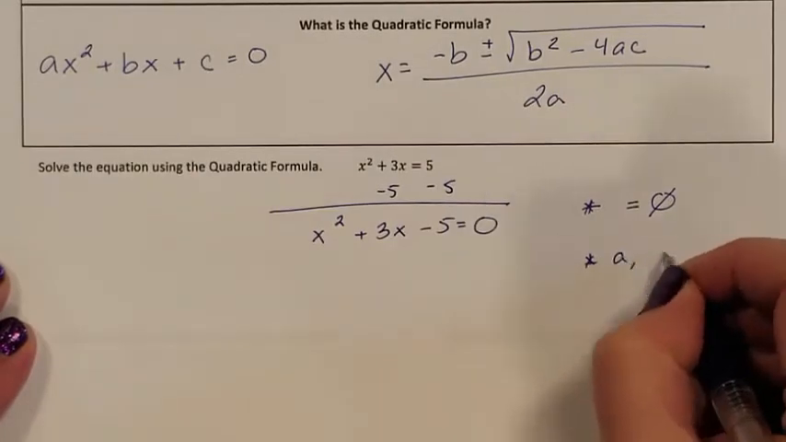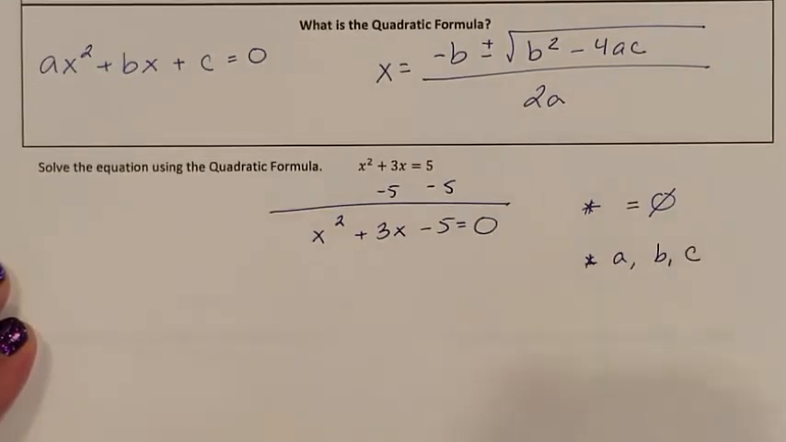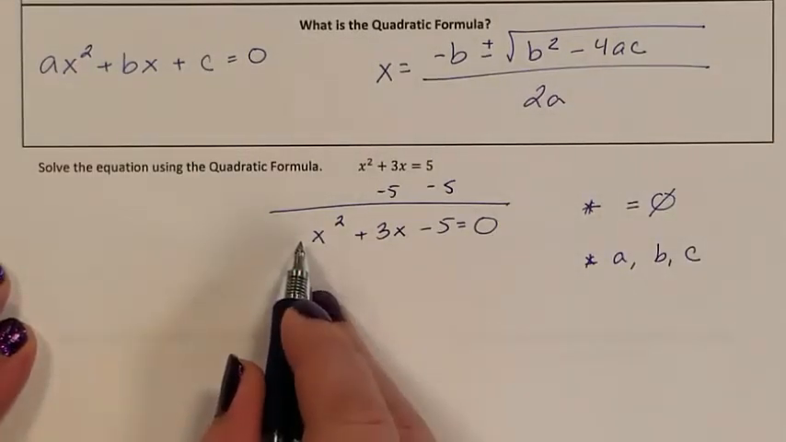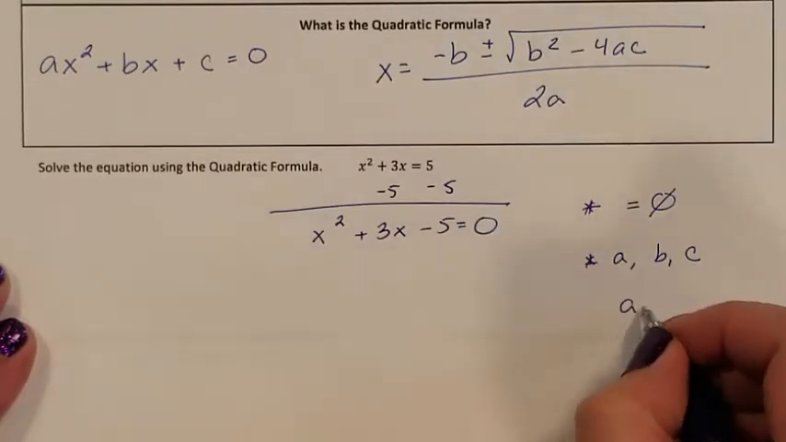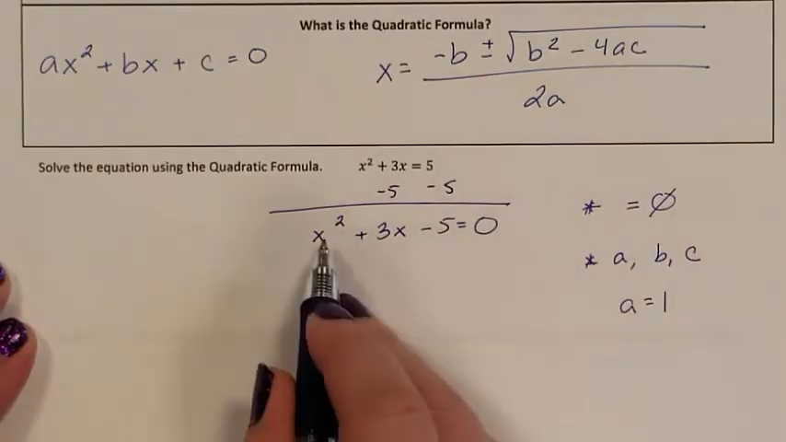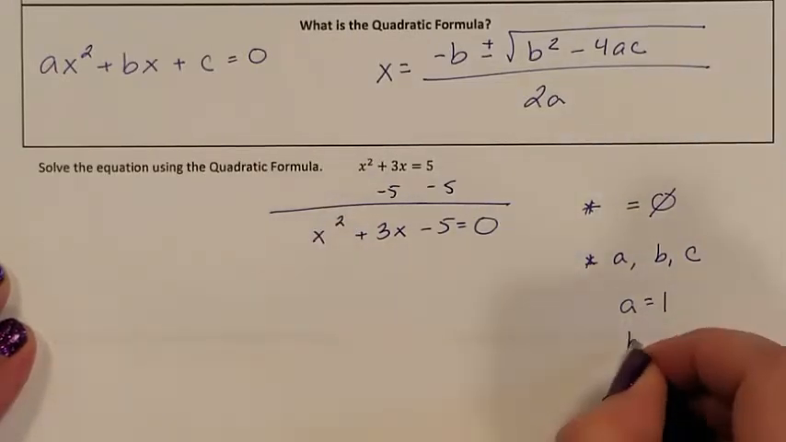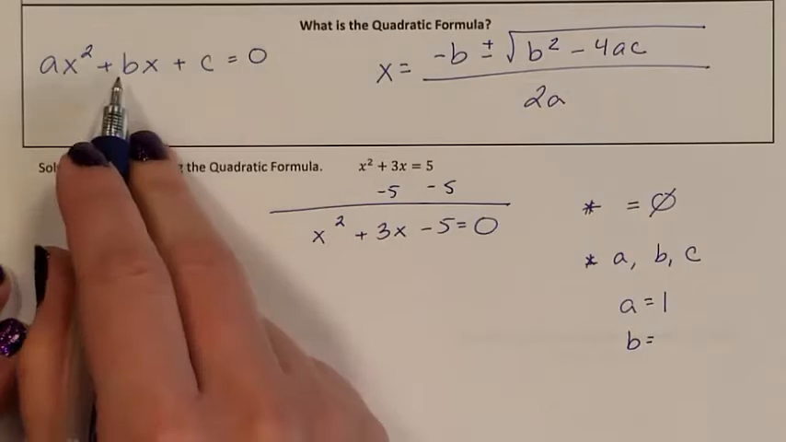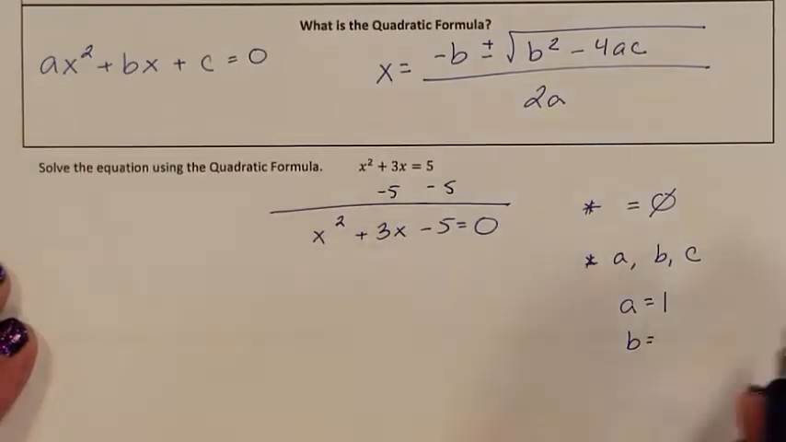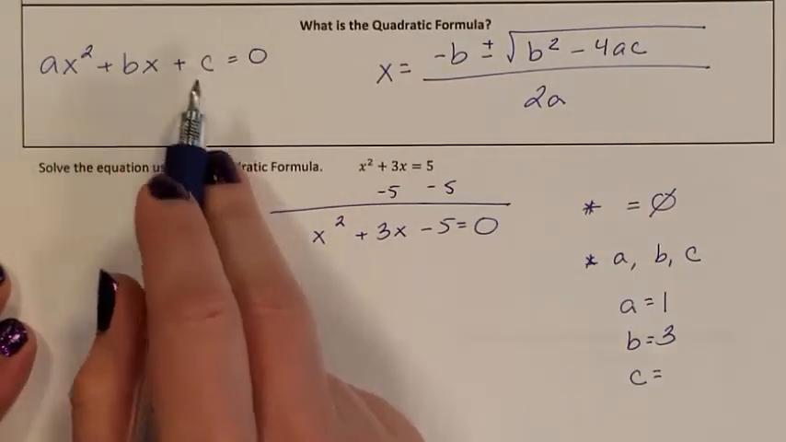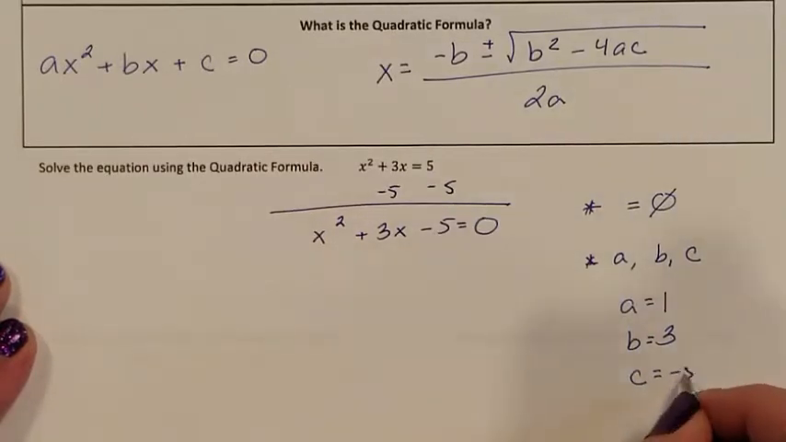Now you're supposed to identify your ABCs. A is always the value in front of the x squared. So my A is a 1. The B is always the value in front of the x. So my B is 3. C is always the number without an x. So my C is a negative 5.